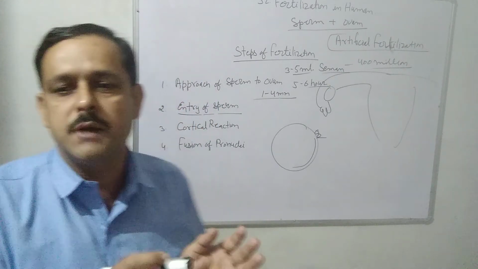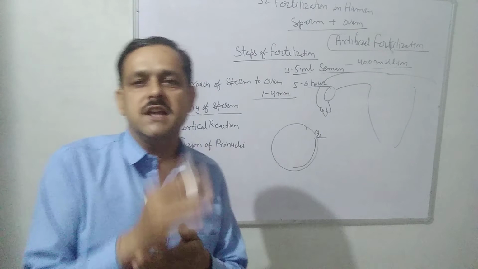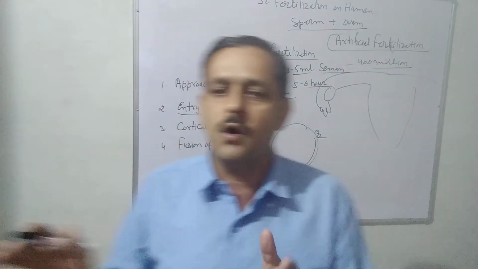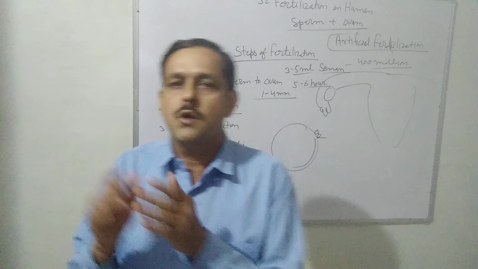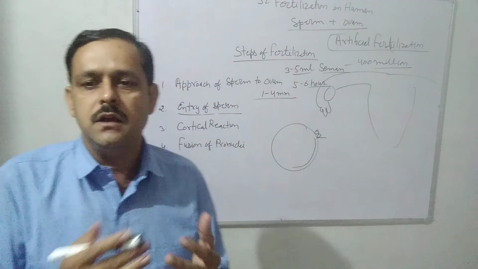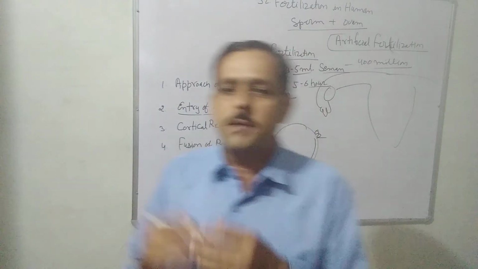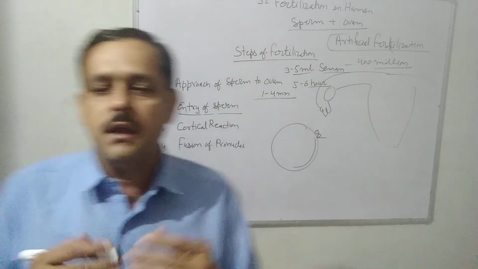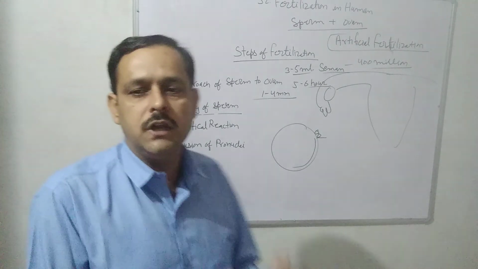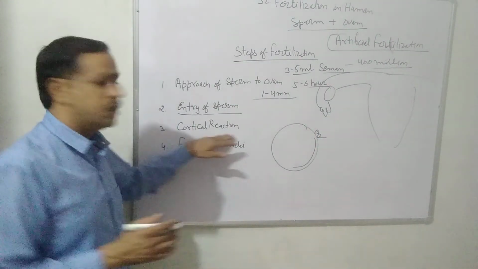After entry of sperm into the ovum, these reactions happen. First of all, a fertilization cone is formed on the surface of the ovum. The vitelline membrane changes into the fertilization membrane. Movement is found in the cytoplasm. Permeability of the plasma membrane increases. The rate of protein synthesis increases. Mitotic division also starts. So these reactions happen in the cortical reaction.